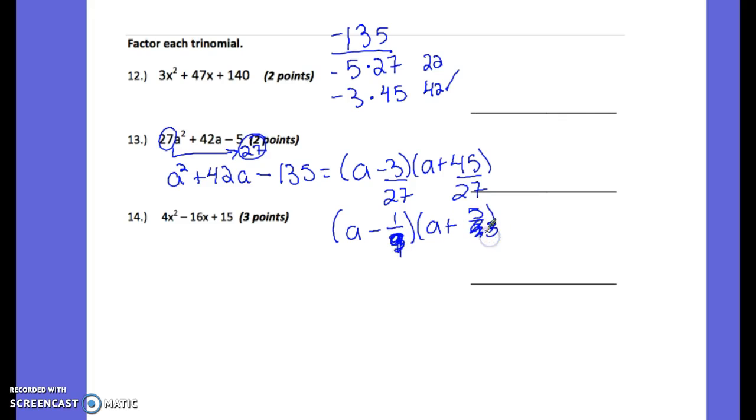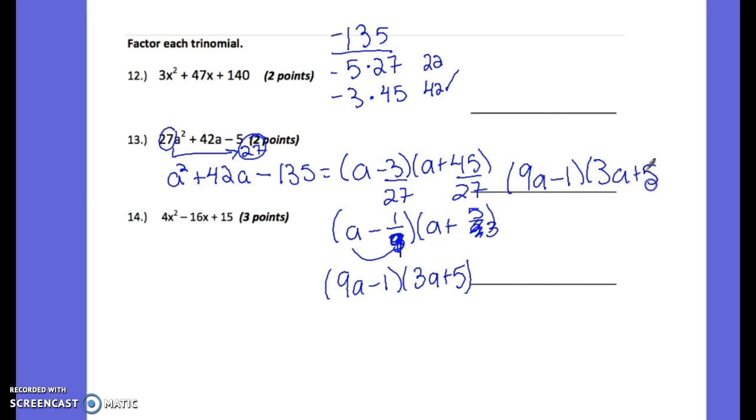This is my 3. So when we put it together, you swoop up your 9 and you get 9a minus 1 times swoop up your 3, 3a plus 5. You can go ahead and check that and it will come out to be right. And you get 9a minus 1 times 3a plus 5.